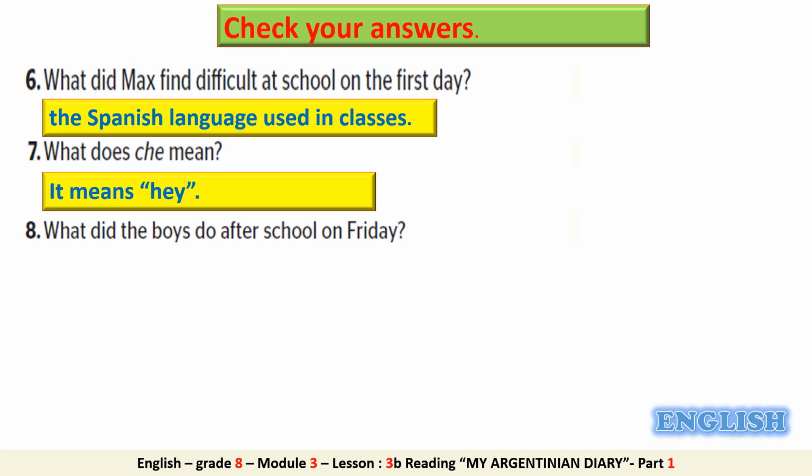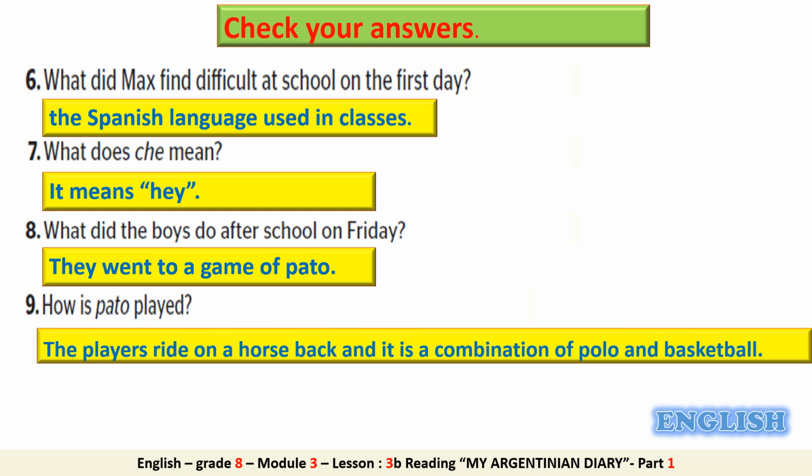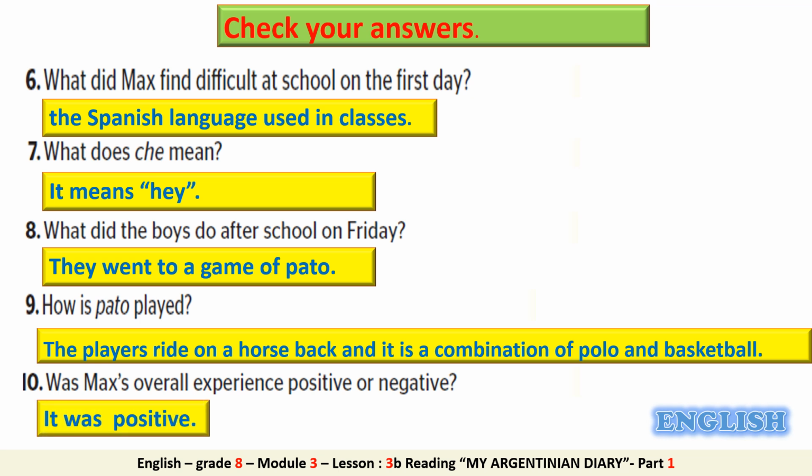8. What did the boys do after school on Friday? Excellent. They went to a game of pato. 9. How is pato played? Excellent. The players ride on a horseback and it is a combination of polo and basketball. 10. Was Max's overall experience positive or negative? Excellent. It was positive.